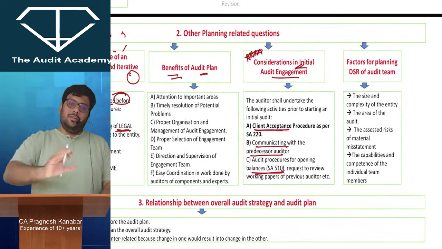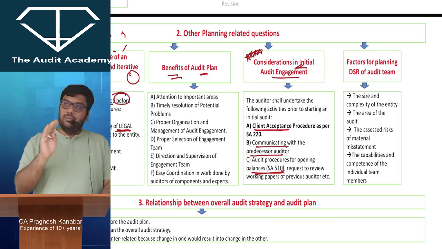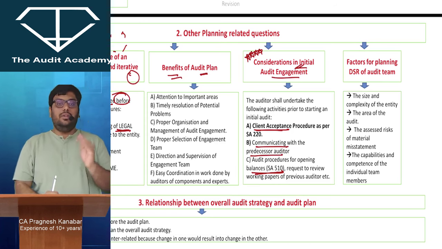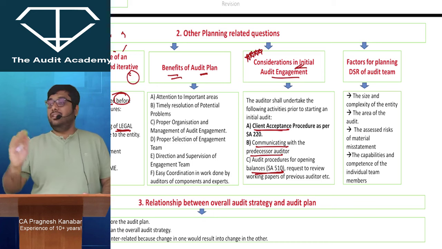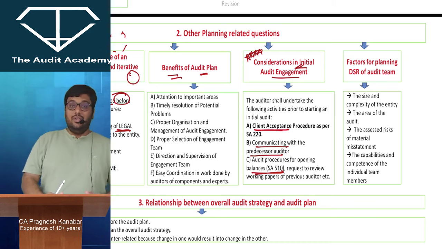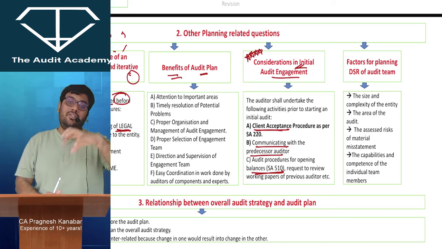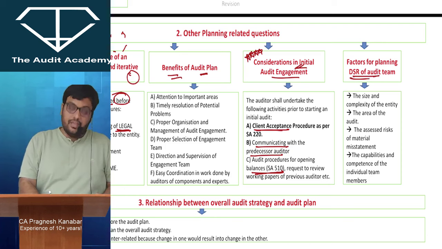Now tell me, let us say I have two audits. One is the audit of Reliance Industries Limited, the second one is the audit of Nathugara Private Limited. Which audit team do you think I will properly DSR, direct, supervise and review? Obviously the team which has gone to Reliance Industries Limited. So this is one of the biggest factors that I've considered in planning the DSR of the audit team.